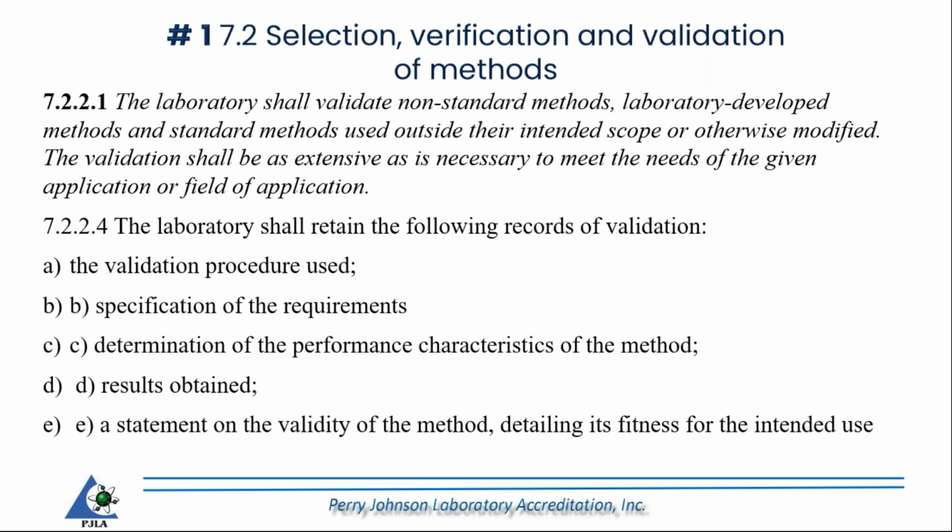Validation. This is where you're going to write your own procedure, or a non-standard method is used, or a standard method is used outside its intended scope, or you're going to modify it. You have to maintain copies of the validation, and under 7.2.2.4 these are the records that need to be maintained: the validation procedure, the specification requirements, the determination of the performance characteristics of the method, the results obtained, and a statement of validity. So when all the dust settles, you basically need to determine whether or not the method has been validated.